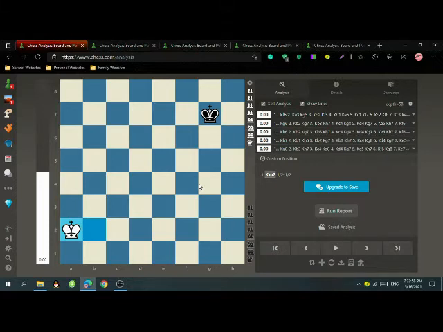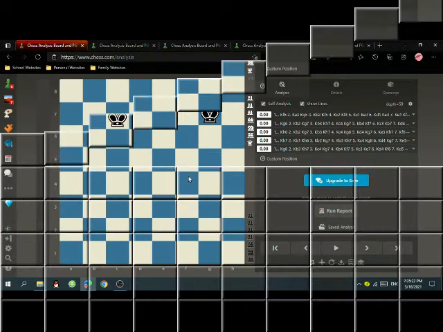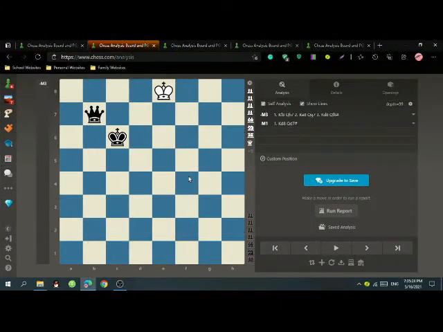Now I will be showing you an example of stalemate. In this position, we are white and we are down by a queen. If black knows how to play this endgame, he can win easily. But if he doesn't, white has a slight chance of drawing.